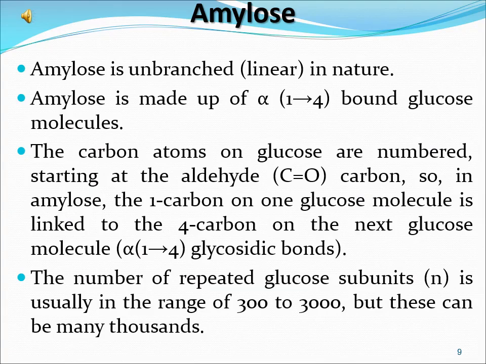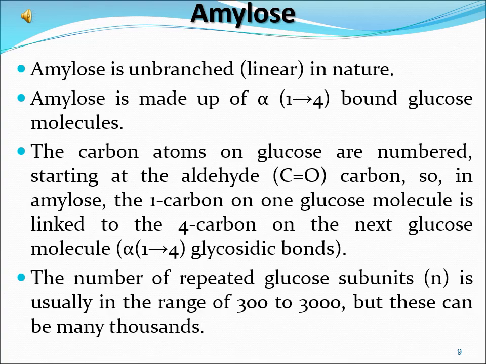Amylose. Starch is made up of amylose and amylopectin. Now we discuss what is amylose. Amylose is unbranched, linear in nature. Amylose is made up of alpha-1,4 bound glucose molecules. The carbon atoms on glucose are numbered starting at the aldehyde carbon. So in amylose, the 1 carbon on one glucose molecule is linked to the 4 carbon on the next glucose molecule to produce alpha-1,4 glycosidic bonds.